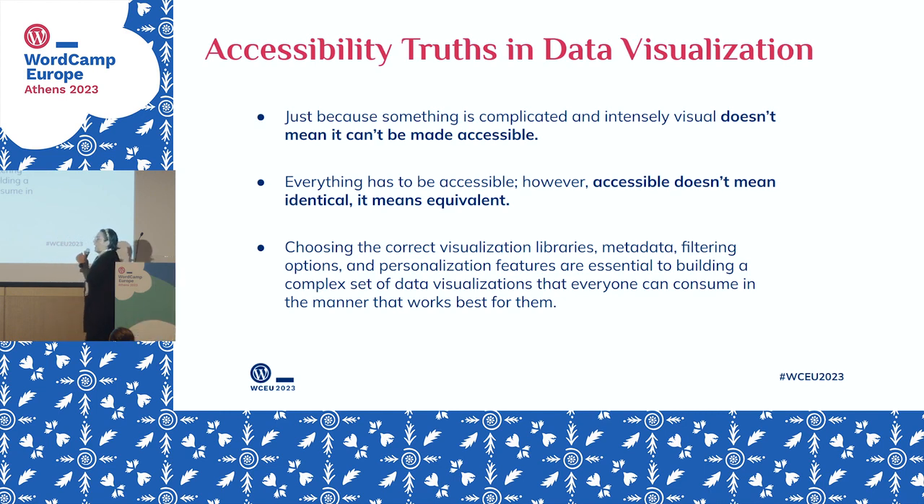As well, when we're talking about accessibility, it doesn't mean identical, it means equivalent. So that's why we have spatial navigation, structural navigation, or targeted navigation, because it depends on the graphic. And of course, the type of content that we are choosing, the libraries, the code, the best practices that we are going to use, that is also important.